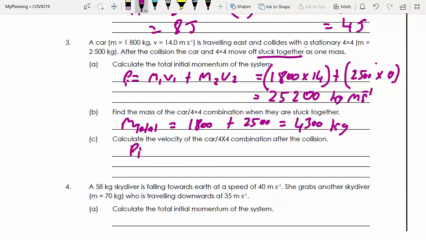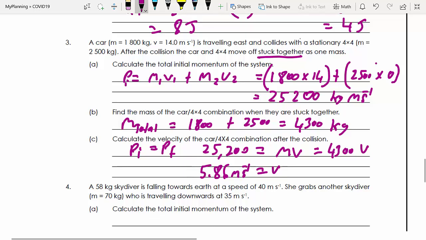Okay, so we're making an assumption that momentum is conserved, and so we're saying that it has 25,200 kg m s minus 1 momentum, and that's going to be mass times velocity. The mass is going to be this total mass because the velocity is going to be the same, so it's going to be 4,300 v. What does the v equal? 25,200 divided by 4,300 gives us a speed of about 5.86 meters per second.